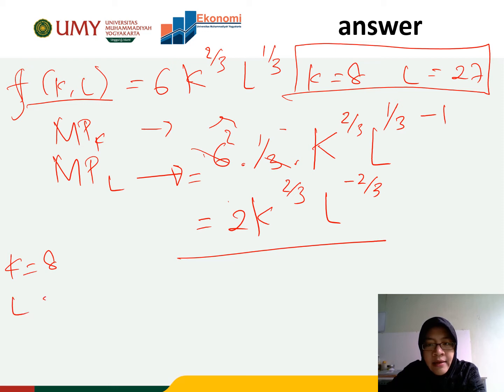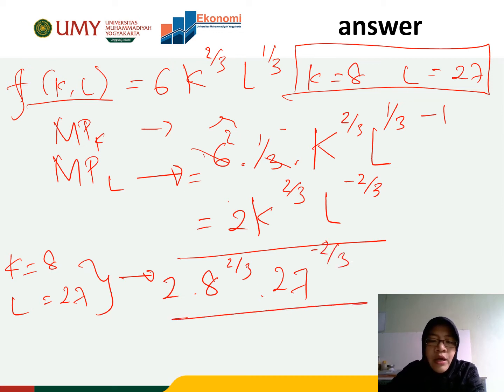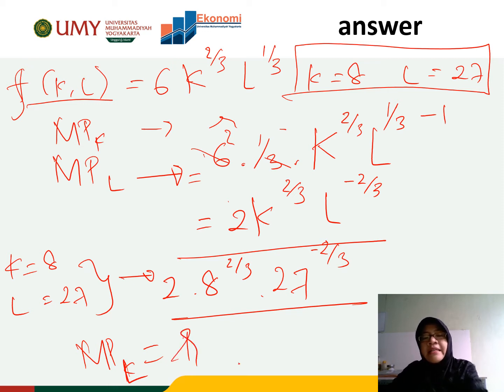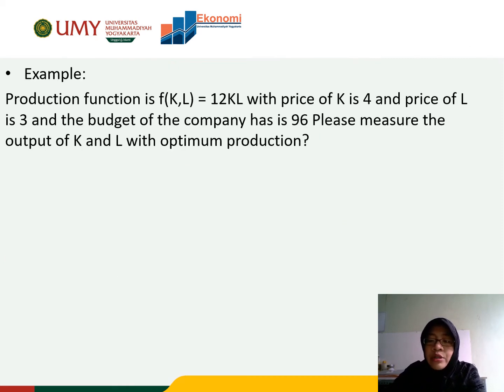Then we can put in K is 8, L is 27. Now please calculate 2 times 8^(2/3), and 27^(-2/3). You can calculate it. So you already have the MPK, the marginal product for K, and also the marginal product for L. This is the short answer if the question is concerning the marginal product. How much is the marginal product?